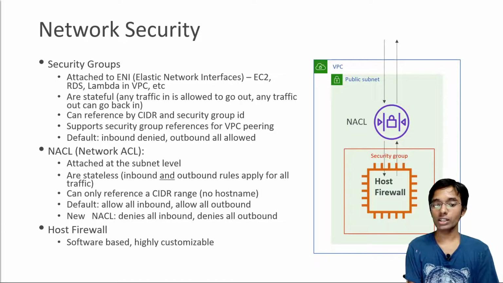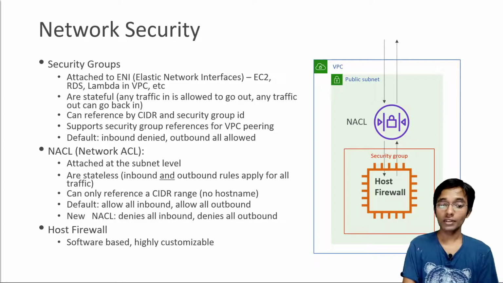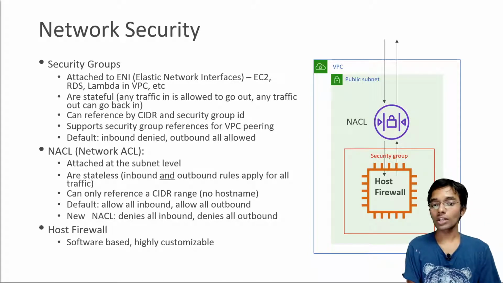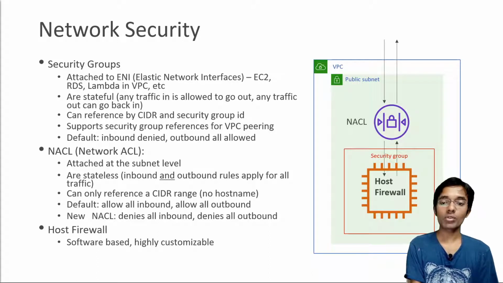You need to be very careful about how you set up your network ACLs. In a network ACL, you can only reference a CIDR range, not a subnet, not a group, no host name. That range can be whatever you want, IPv4 or IPv6. The default network ACL allows all inbound traffic and allows all outbound traffic. Well, when you create a new NACL, it will deny all inbound traffic and deny all outbound traffic.